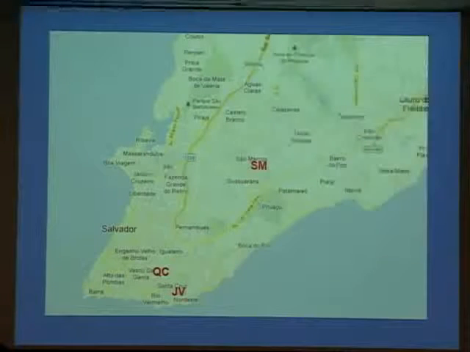And so this is San Marcos, one of the slum clinics. This is near the slum that we work in. Quinto Centro is the other slum community. And then this is the private clinic.